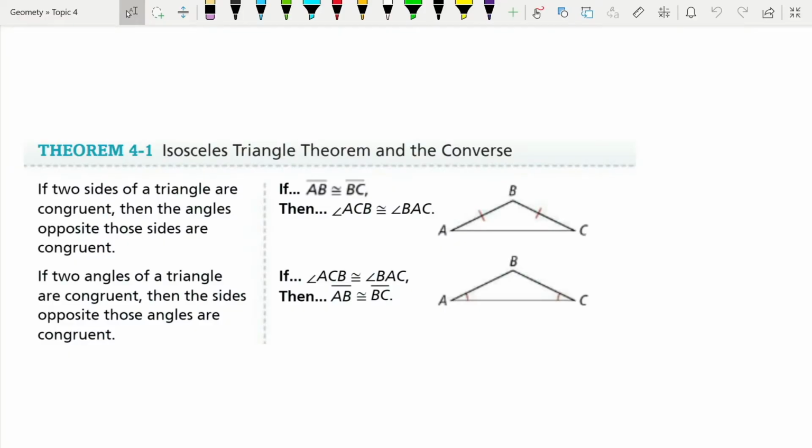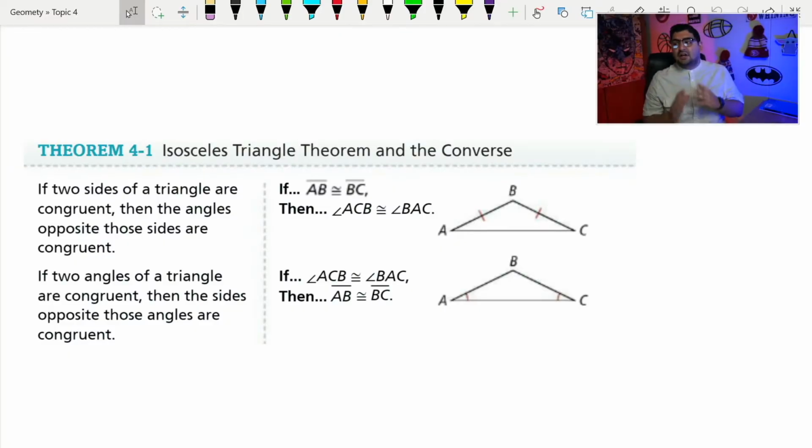Hey everyone, in today's video we're going to start talking about isosceles triangles in geometry. Let's go ahead and get started. So, an isosceles triangle, what is it? How is it helpful? When can we use it?